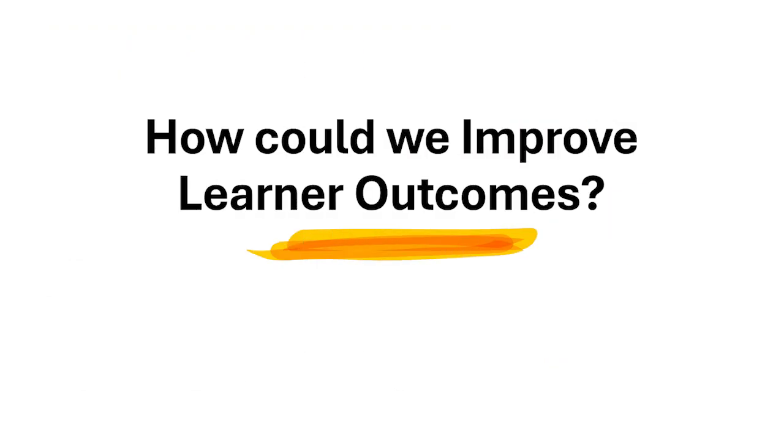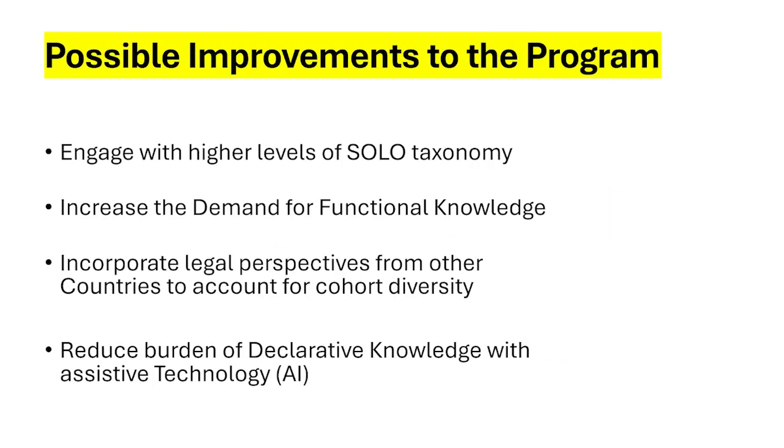We'll also look at ways to further improve learner outcomes. Firstly, with the use of the SOLO taxonomy, especially the higher levels, increase the use of functional knowledge within the learning activities and the outcomes. Integrate legal perspectives from other cultures and countries to cater to the diverse cohorts, and also reduce the burden of declarative knowledge with assistive technology such as AI.